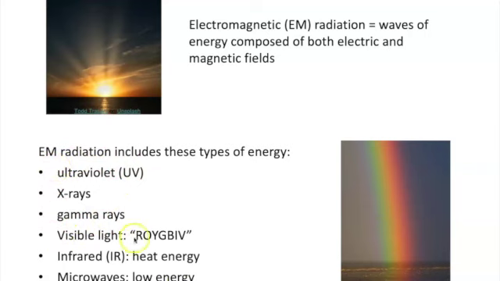Visible light, what you can see, the rainbow of colors, Roy G. Biv, standing for red, orange, yellow, green, blue, indigo, and violet. And there's infrared, that's heat energy, IR.